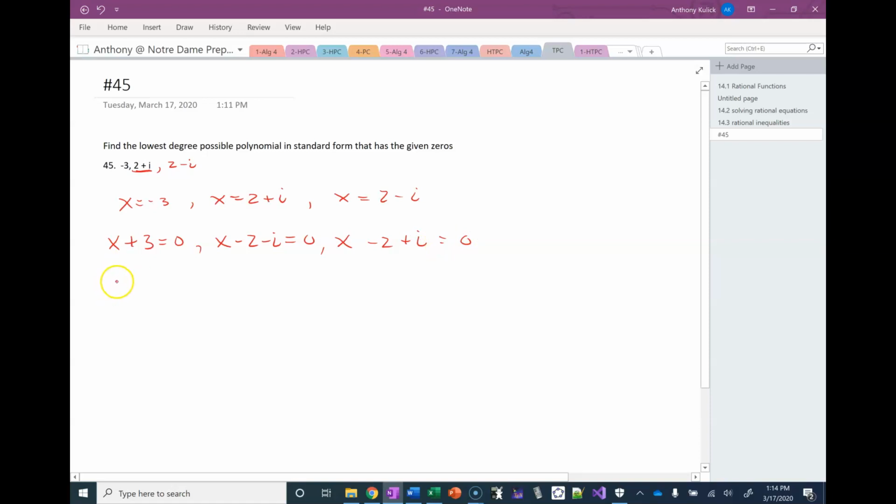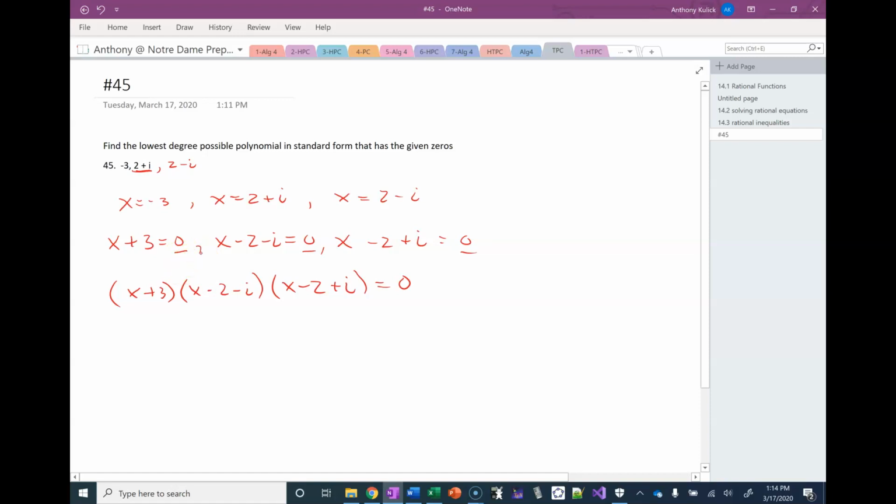Now I'll multiply each of these equations by each other. When I multiply them, the left-hand sides all multiply together, and the right-hand sides all multiply together. And because the right-hand side is 0 in each case, we just end up with one single 0 on the right-hand side.